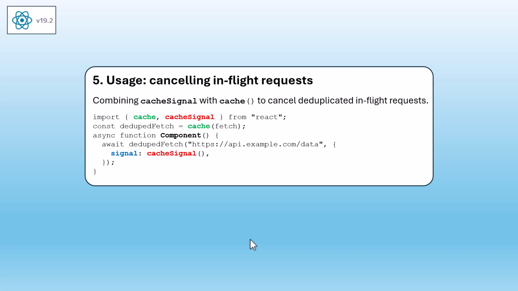5. Usage. Canceling in-flight requests. One of the main use cases of cacheSignal is canceling ongoing work that is no longer needed. For example, if a data request is still in progress but React finishes rendering early, continuing that work wastes resources. By associating in-flight requests with the signal provided by cacheSignal, React can automatically cancel them at the right time. This leads to more efficient server rendering, better resource usage, and cleaner handling of concurrent work.